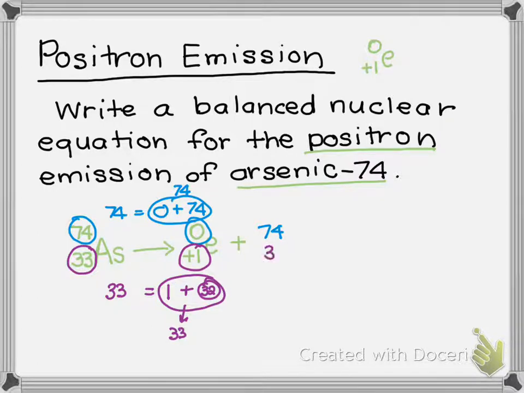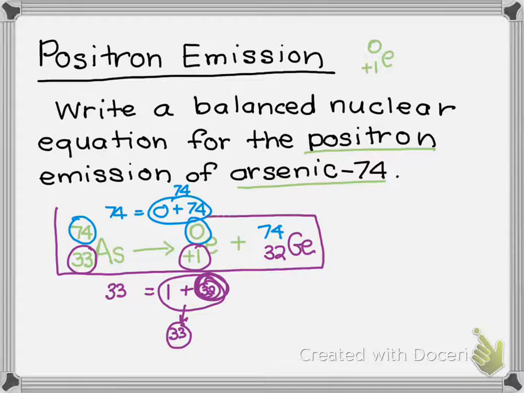So I have a 33. Then to figure out what element it is, I look on the periodic table, and element 32, I'm sorry, 32. That's what I said here. I got distracted because I was saying that both sides are 33. So element 32 would be germanium. So now looking at the entire equation, this is the balanced nuclear equation for the positron emission of arsenic 74.